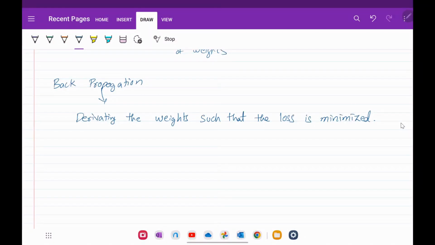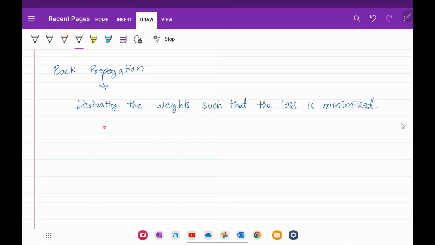In order to do that, we use a well-known methodology called gradient descent. We will discuss this in the future.